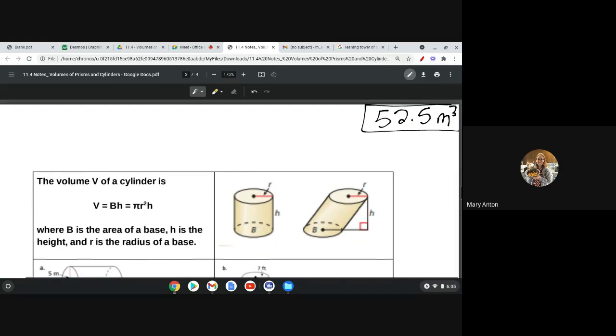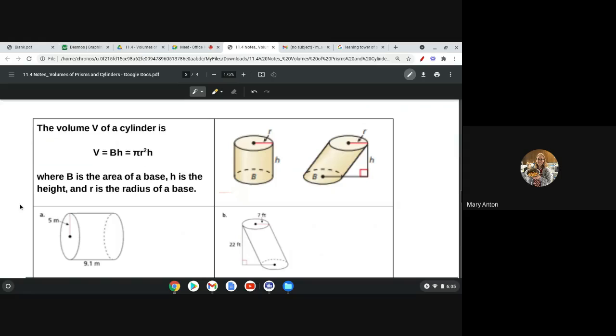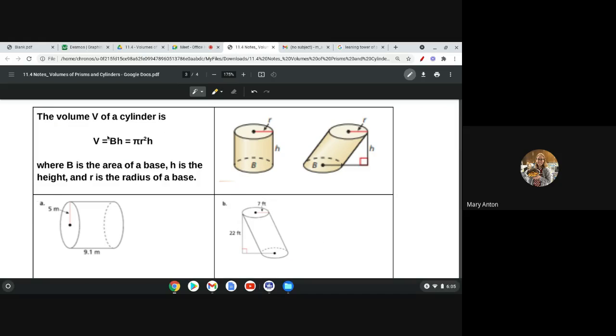Now we're going to talk about volume of cylinders. And it's actually the same formula, y'all. Area of the base times the height. But for a cylinder, the base is always the same. The base is always a circle. So we can maybe simplify this to just being the area of a circle times the height. And that's why this is pi r squared, because this is just the area of a circle.